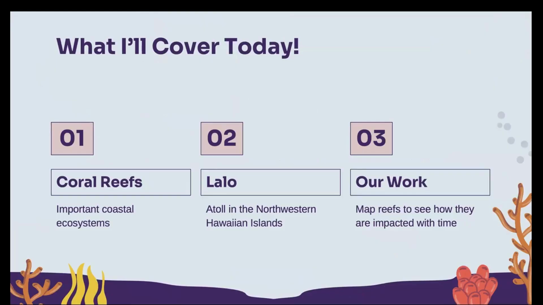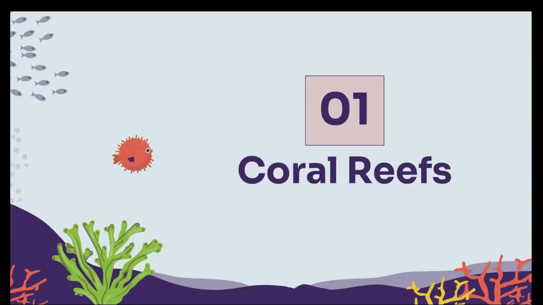So here's a quick overview of what I'll be talking about today. First, I just want to give a brief introduction to coral reefs, even though I'm sure we're all familiar, but why they're important ecosystems and why mapping them matters. Next, I'll talk about Lalo, an atoll in the northwestern Hawaiian Islands within Papahanaumokuakea, and I'll share what makes this site unique and why it's an important location for long-term reef monitoring. And lastly, I'm going to walk through the work that we do at the Mega Lab and how we map reefs at Lalo using structure from motion photogrammetry, what these maps can tell us, and how they help us understand changes over time.